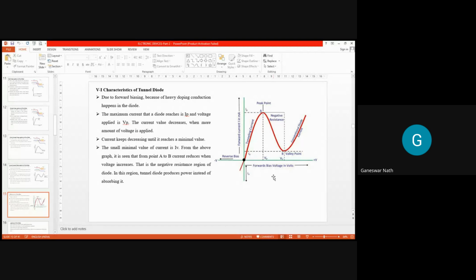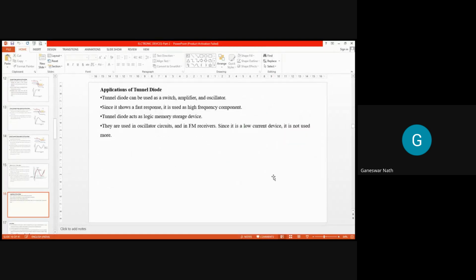Okay, fine. Now, coming back to the applications, you can see there are some applications of the tunnel diode. A tunnel diode can be used as a switch, amplifier, and also oscillator. It shows a fast response. It is used as a high frequency component.